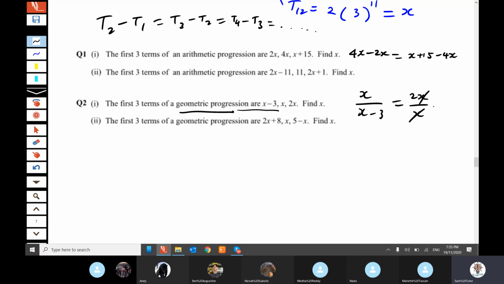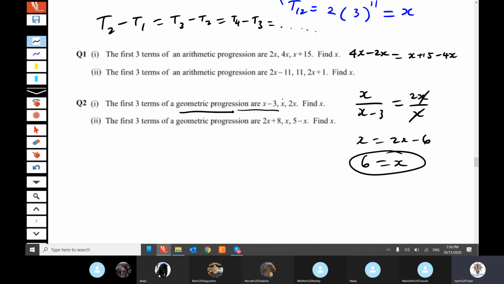What's wrong? No, x is cancelled out. So it's 1. So x on x minus 3 is 2, which means straight away you can actually say the common ratio is 2. But you'll do your math, multiply it over. You guys shouldn't be worried about anything else you do. There you go. x equals 6.